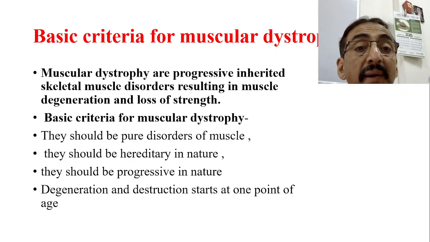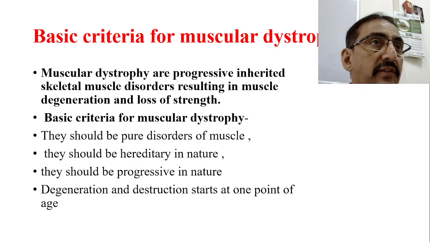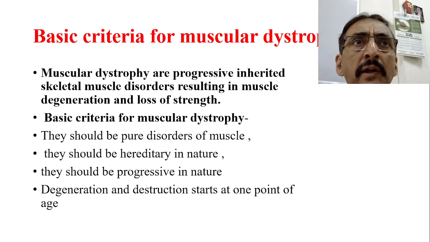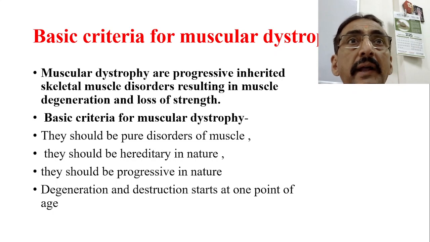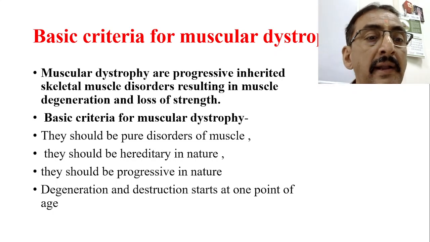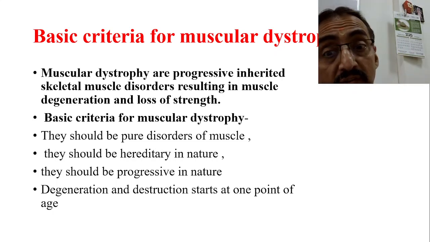Now, the basic criteria for muscular dystrophy: number one, purely they are muscular disorders. There is no involvement of the neuromuscular junction. No, it is not like that. Purely they are muscle disorders. Number two, they should be hereditary in nature. I am just repeating. Number three, they should be progressive in nature.